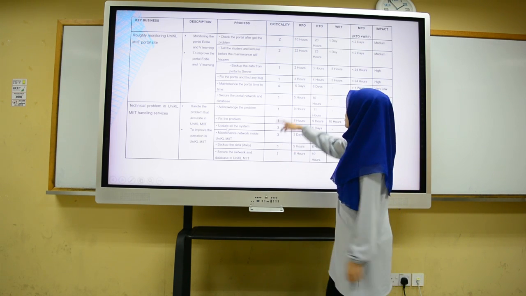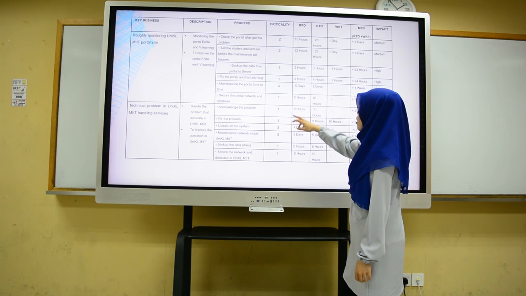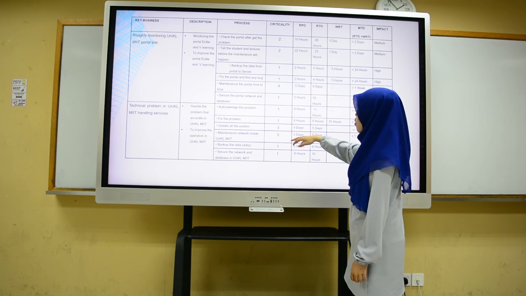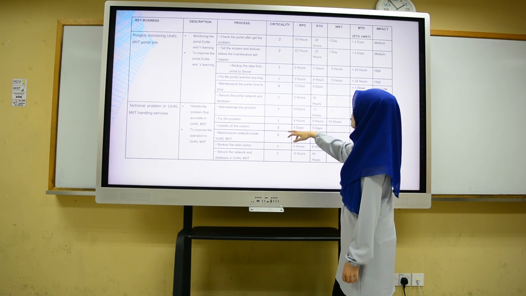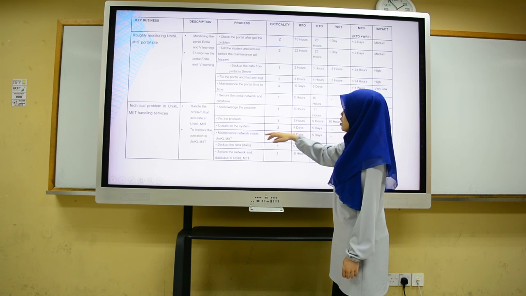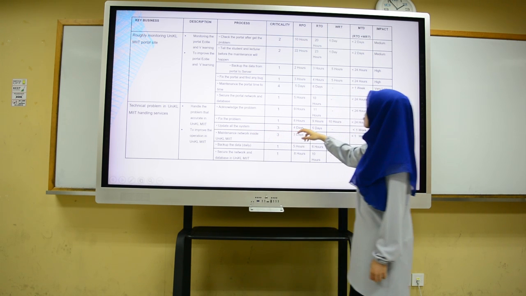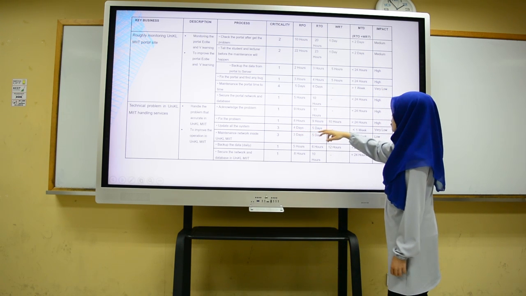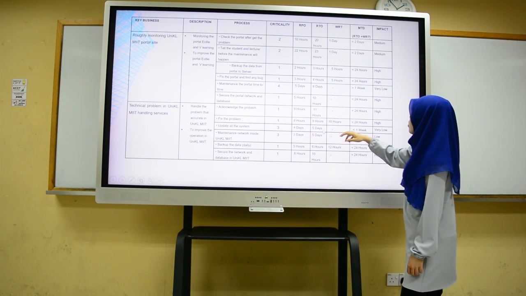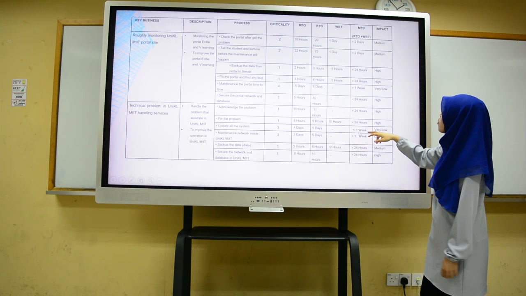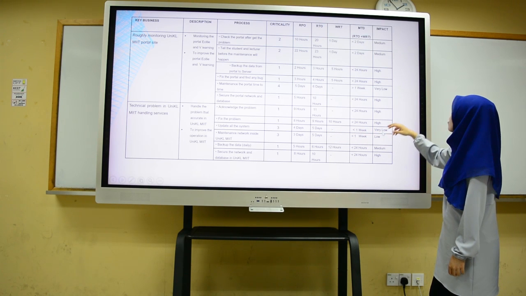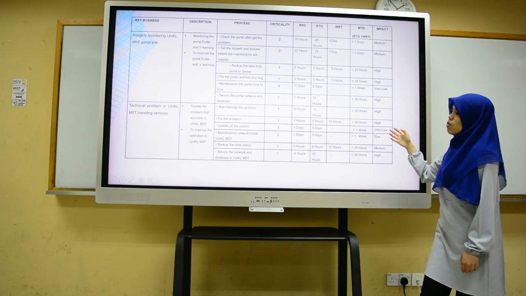The last process, the impact criticality is the third ranking. It's an important function. First is update all the system. The RPO will be 4 days, RTO 5 days, and the time taken for MTD will be less than a week, and the impact is very low.